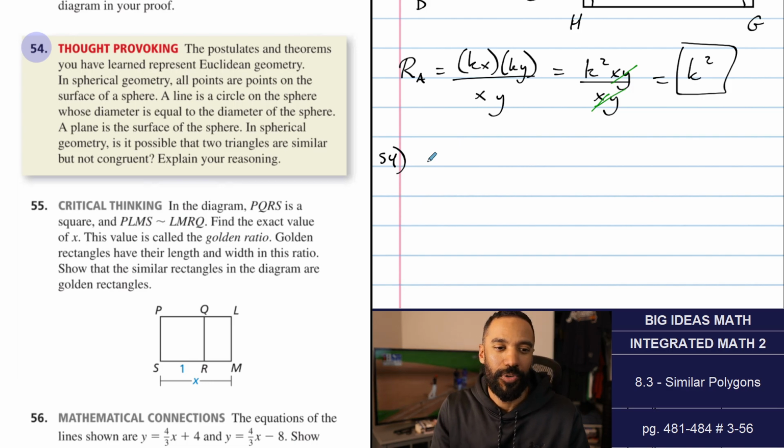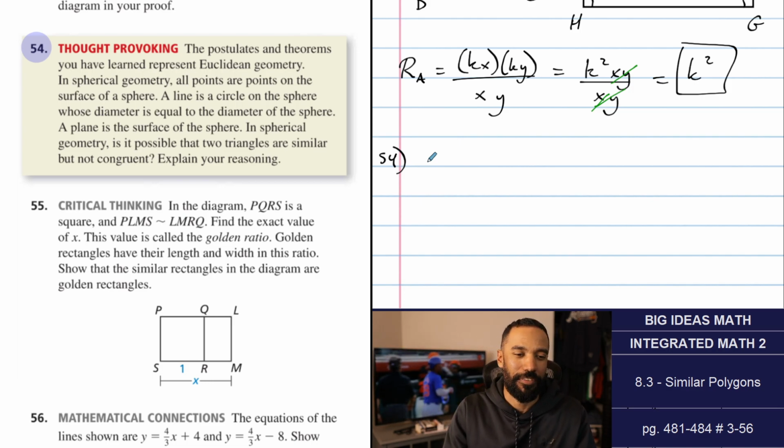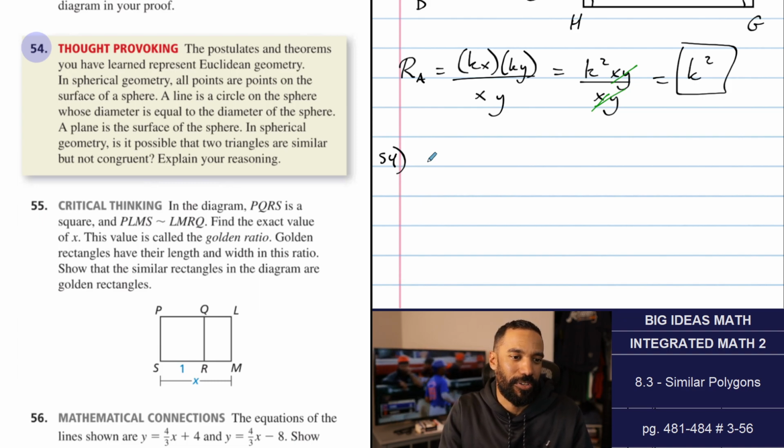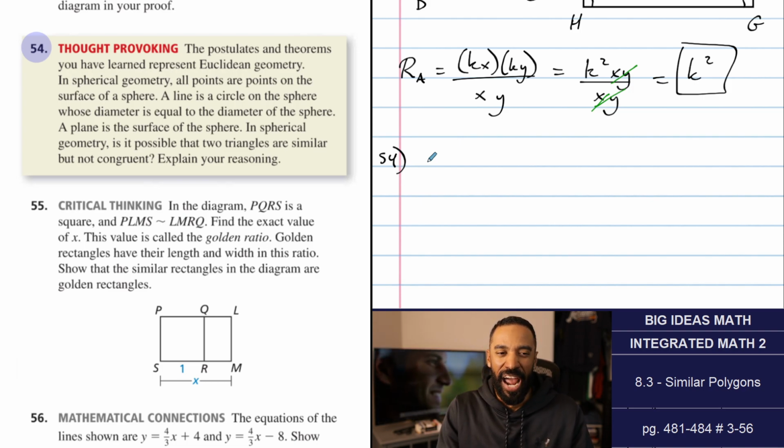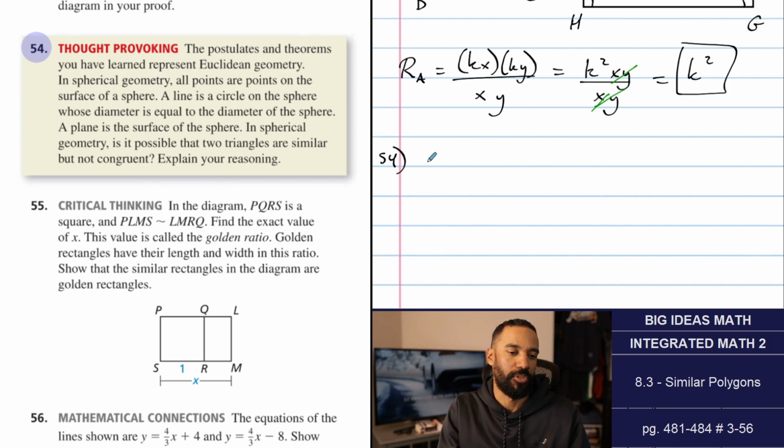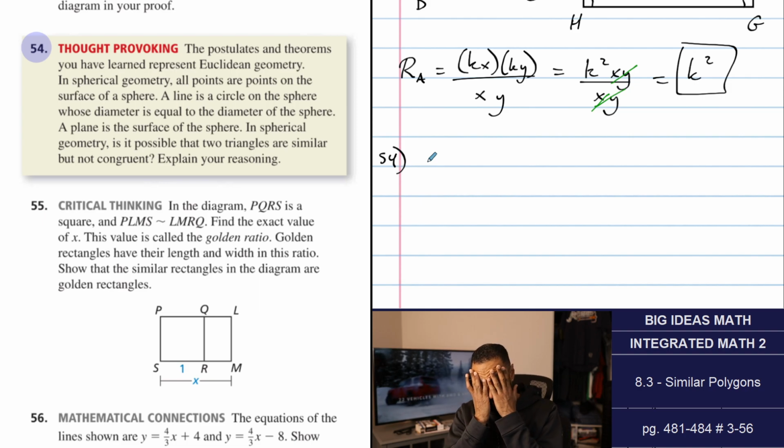In spherical geometry, all points are points on the surface of a sphere. A line is a circle on a sphere whose diameter, this is so hard for me to understand what they say, whose diameter is equal to the diameter of the sphere. A plane is the surface of a sphere. In spherical geometry, is it possible that 2 triangles are similar but not congruent? Explain your reasoning.